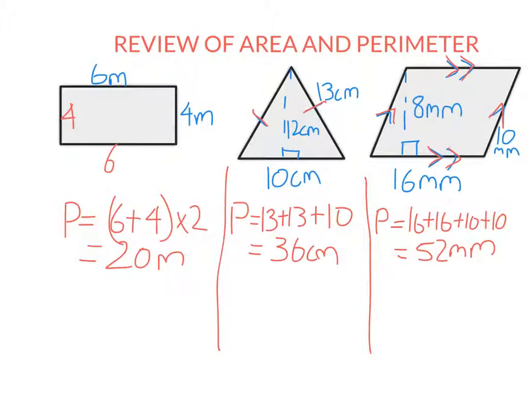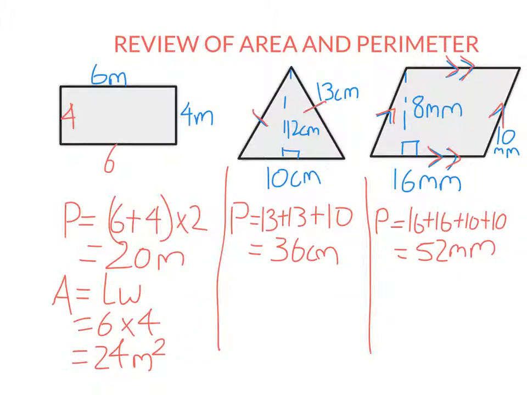Let's look at area. For a rectangle, you should know that it's just length times width. You times them together. That's a general rule here: you add for perimeter and times for area. So 6 times 4 is 24, and now the units are square units, so it's meters squared.